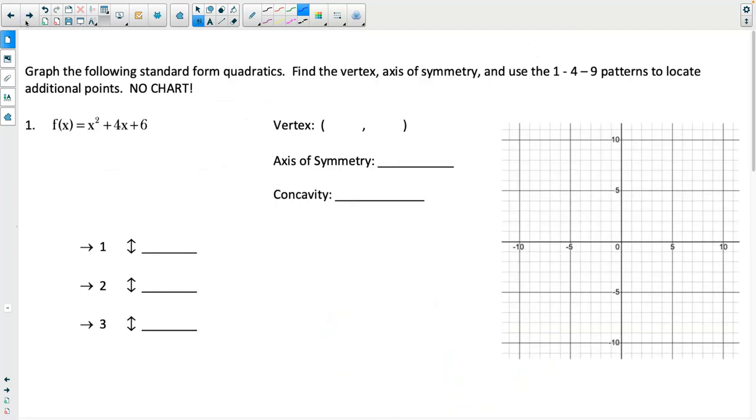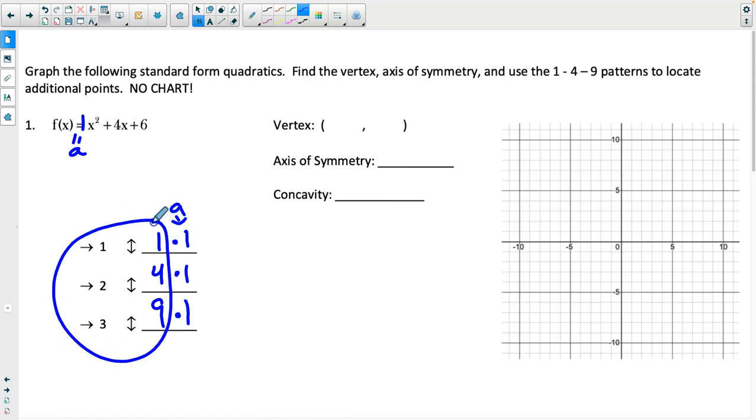So you can see 1, 2, 3. I'm going to put 1, 4, 9 there right away, but then I'm going to put times whatever A is. And what is A in this problem? 1, yeah. So if it is times 1, I don't need you to write times 1. I'm writing it so we can see where this is coming from. But otherwise, you can write this down, and you've done enough to graph it once you know what the vertex is and once you know what the axis of symmetry is.